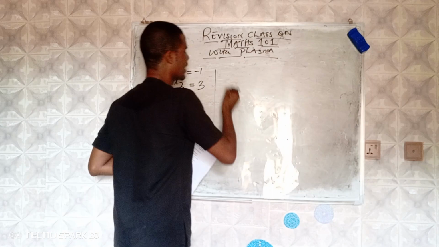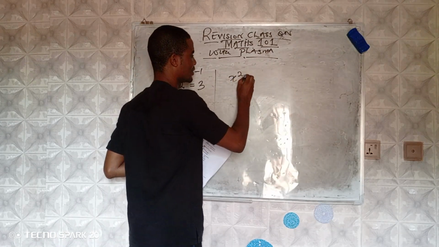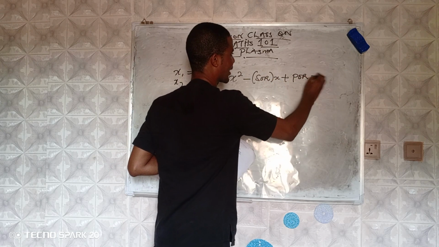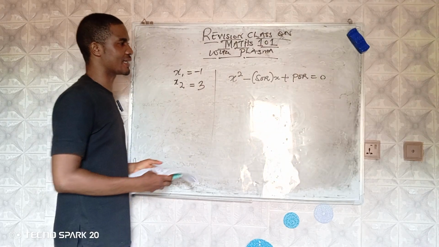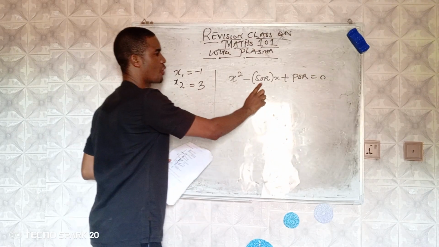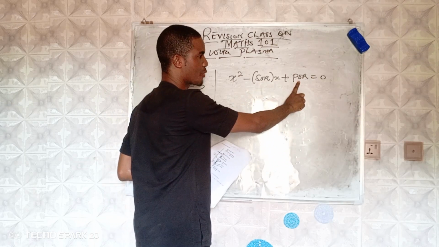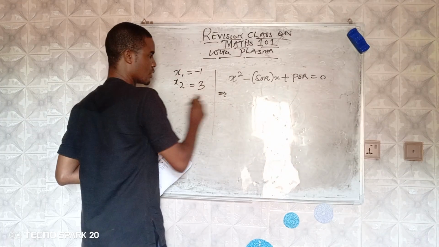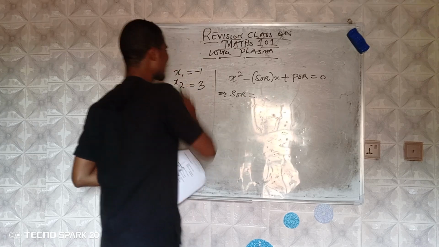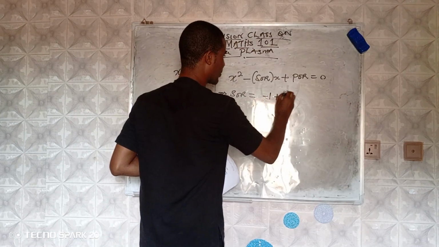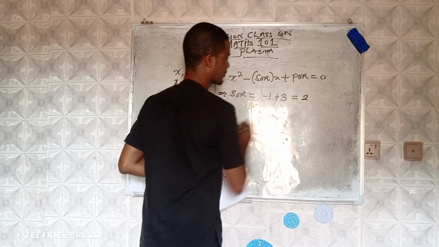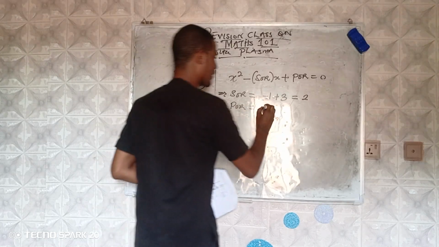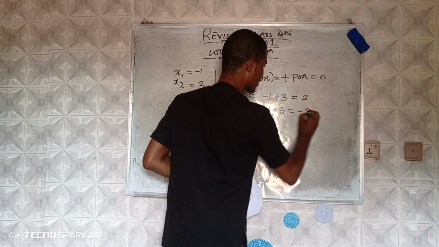So I will use this: x squared minus SOR x plus POR equals 0. I'll be using this skeletal form of a quadratic equation. Now, SOR means sum of the roots, while POR means product of the roots. So these are the roots. SOR, sum of the roots, means add the roots. So I'm going to have minus 1 plus 3, which will give me 2. Then POR means product of the roots. So I'm going to have minus 1 times 3, which will give me minus 3.